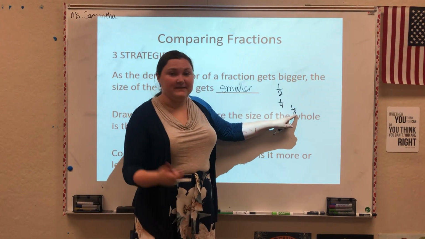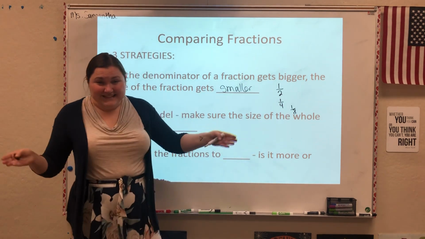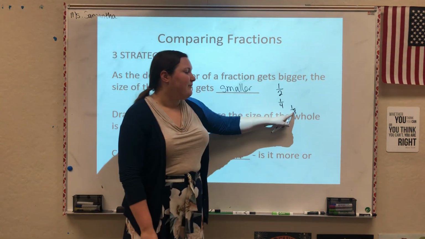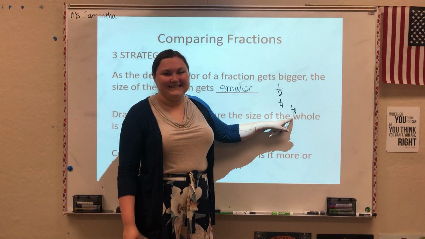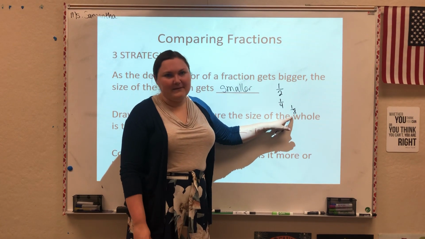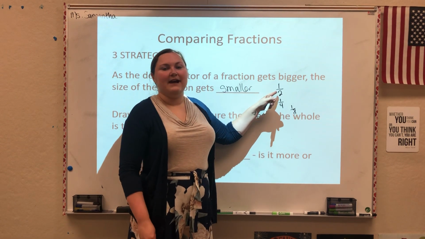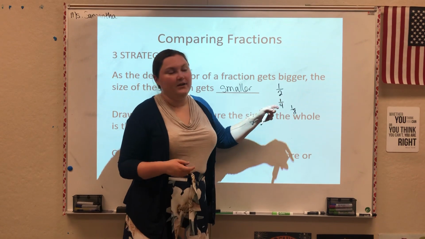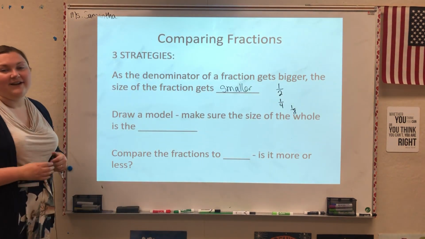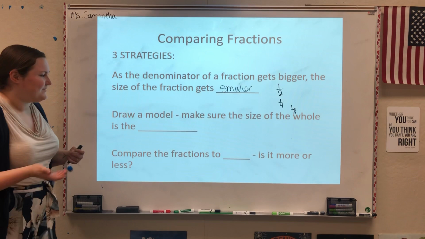The denominator is bigger. That means there's more pieces. That would tell me, well, if I have 1 out of 8 slices of apple, that's not as much as having 1 out of the 2 slices of apple. So that's one way you can help yourself figure out which one's larger, which one's smaller.